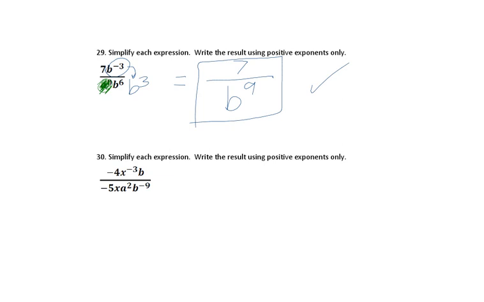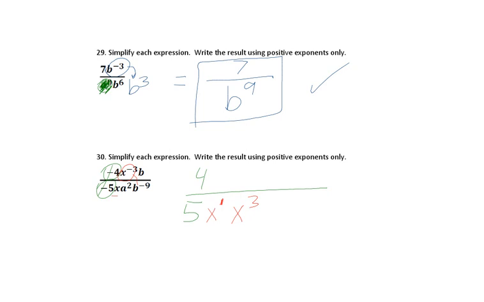Alright, let's take a look at 30. First, let's take a look at the numbers. Negative 4 and negative 5. The negatives cross off, but that's about it. So it will remain 4 on top and 5 in the bottom. Okay. There is an x^-3 on top, which can move down to the bottom as x^3. But don't forget, there's still an x^1 in the bottom as well.